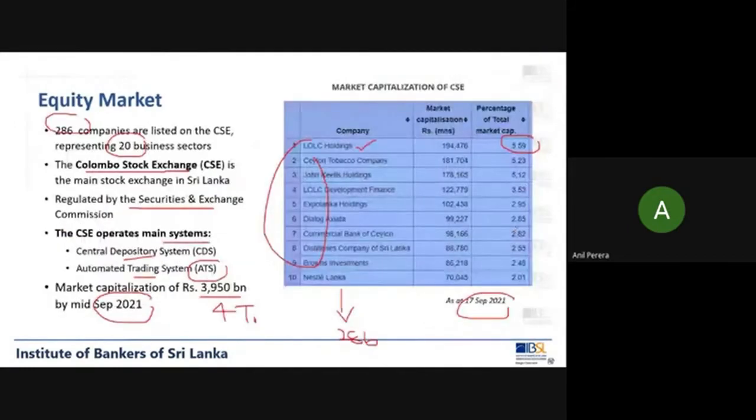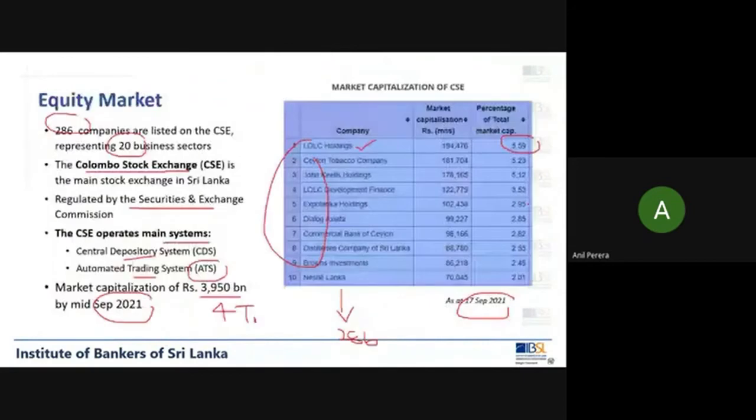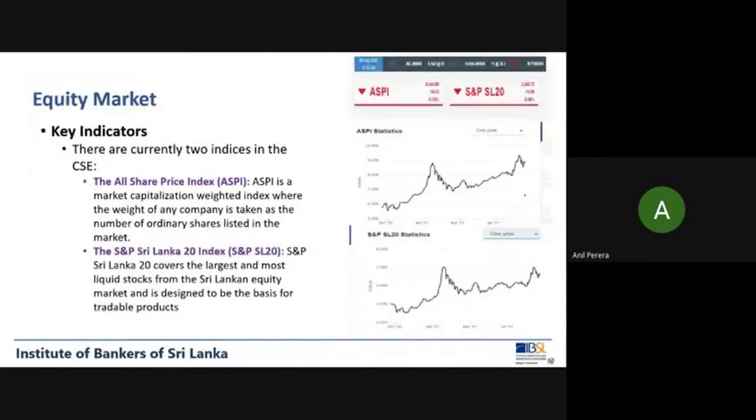When we monitor the stock market performance, like we monitor these yield curves in the bond market, we look at certain key indicators in the stock exchange. Remember, I told you in international markets, we monitor the S&P 100, 500, NASDAQ index, likewise. But in Sri Lanka, we monitor two major indices to gauge the performance of the stock exchange. One is the All Share Price Index. The other one is the S&P Sri Lanka 20 index. The All Share Price Index, we call it ASPI.